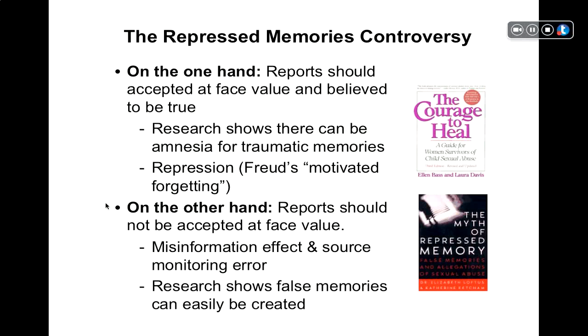On the other hand, we have reports not being accepted at face value, and this is the position of those individuals who know something about the way memory works. We know, based on the last couple of slides, about the misinformation effect and source monitoring error. So there's clear ways that memory can be skewed. We can confuse the source. We can have schemas activated that can distort our recall. Research has also shown that false memories can easily be created.